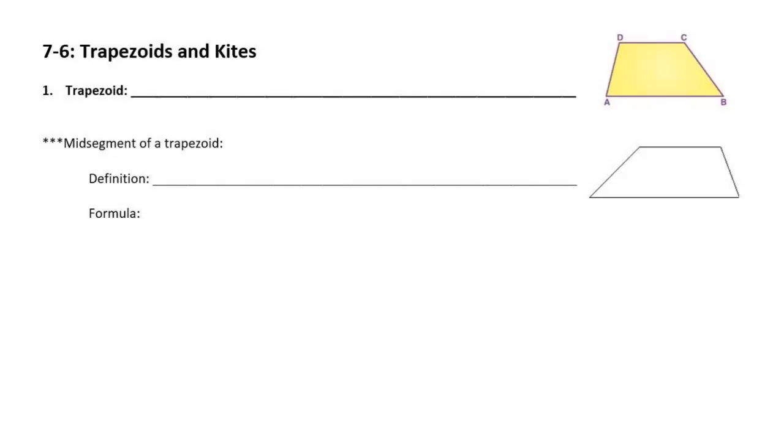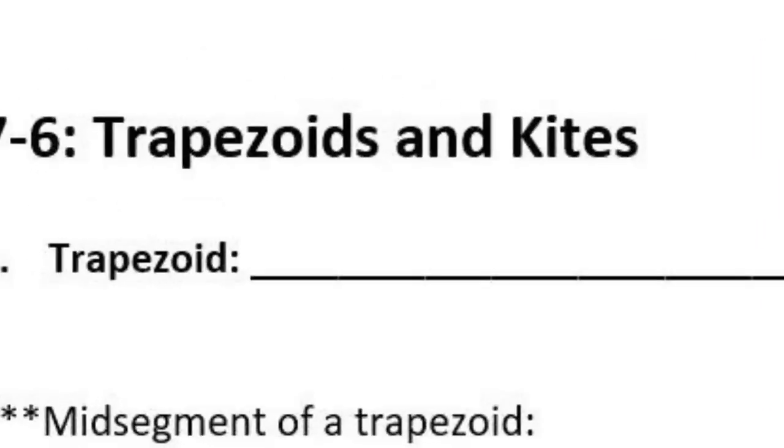All right. So we are going to continue talking about quadrilaterals. We've got two more types of quadrilaterals to cover. We have trapezoids and kites, and today our focus is going to be on trapezoids.